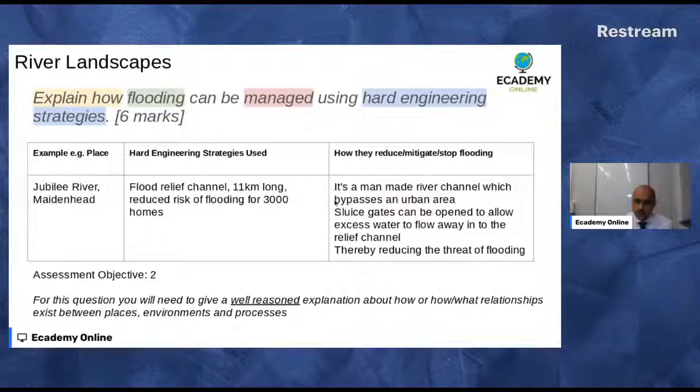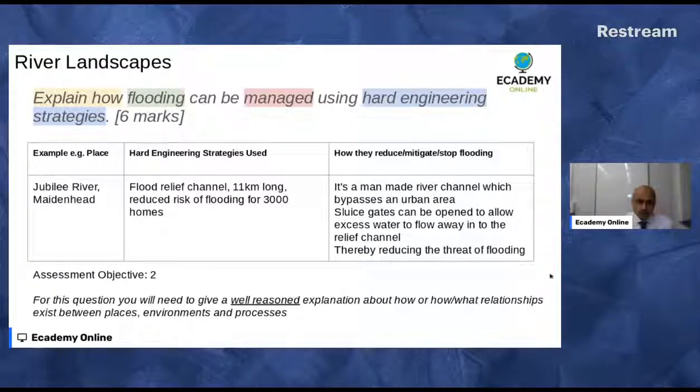So for example, here I've written down, it's a man-made river channel which bypasses an urban area. So the bypass part of this would help me to get some marks. The sluice gates can be opened to allow excess water to flow away into the relief channel. That's also something that's describing how it's actually doing the managing, and then elaborating on it by saying that thereby this reduces the threat of flooding. And that's just some rough ideas that I've just written down before I start answering the question.